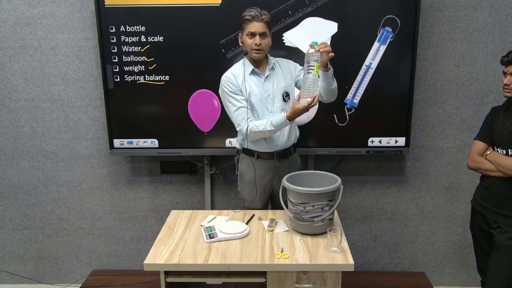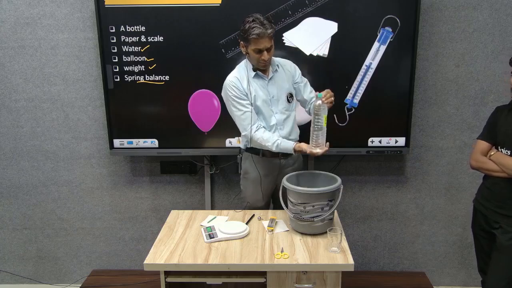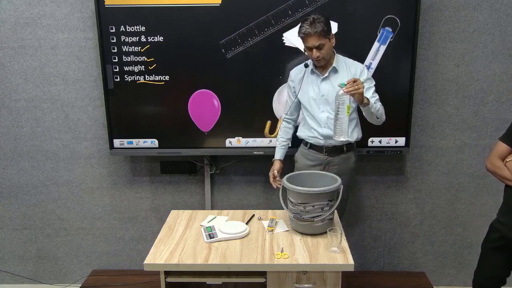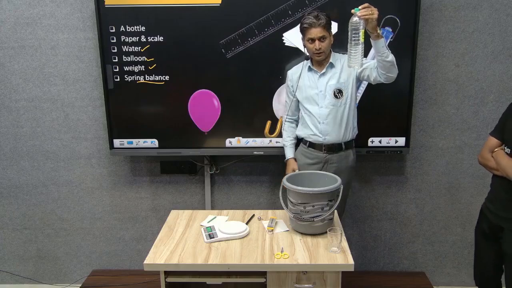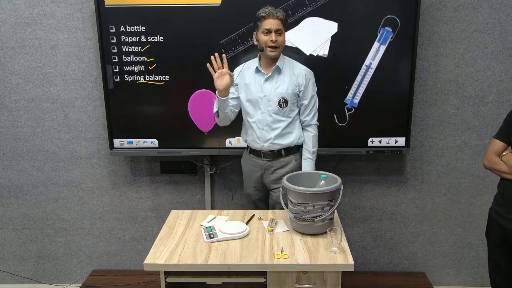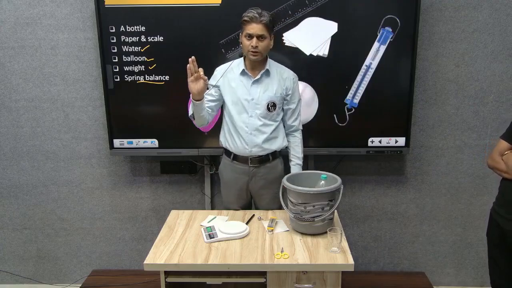Now I am releasing the bottle cap. Now if you are finding, the pressure will be the same at the same height. Got it? Now pressure depends upon which factor here? On the height. Pressure depends upon the height.